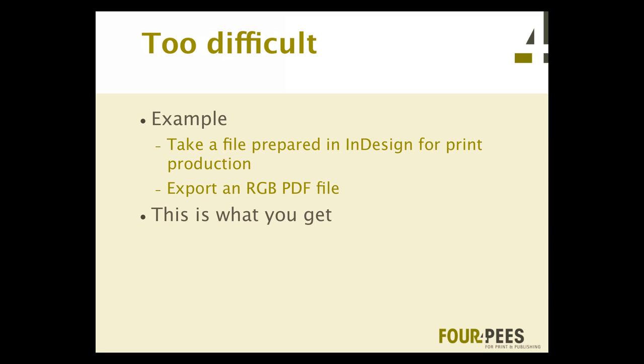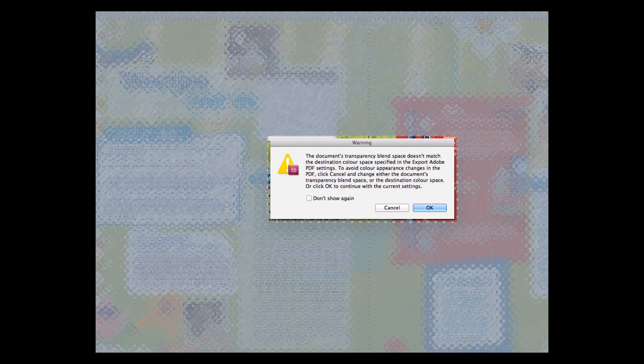Together with someone from Sonoma who happens to be in one of the subcommittees of the Ghent Workgroup, we did a little bit of investigation into mobile devices and started playing around with InDesign. We took a production file that was prepared for print production, and we decided that we wanted an RGB PDF out of that for various reasons. We used PDF settings that said, I want RGB.